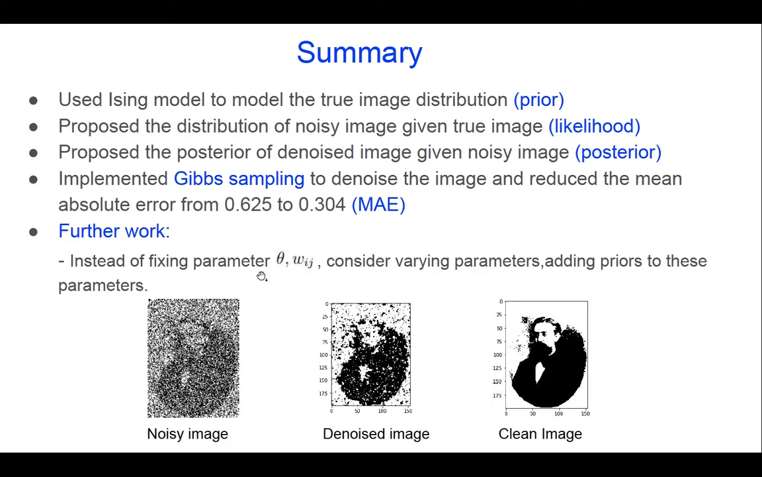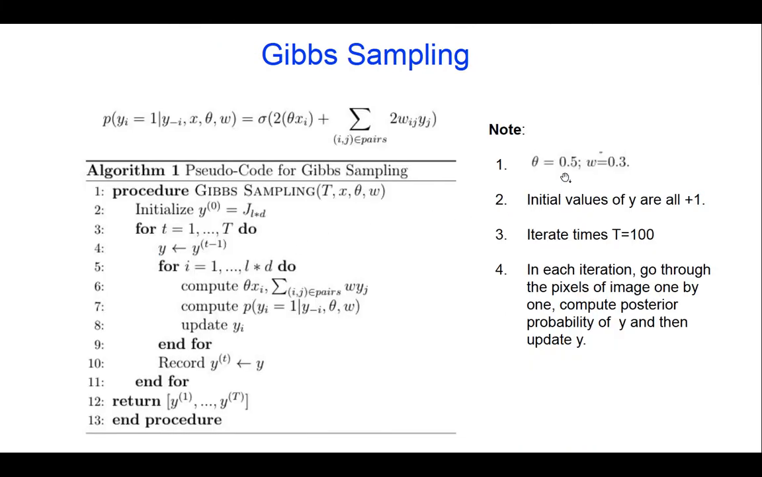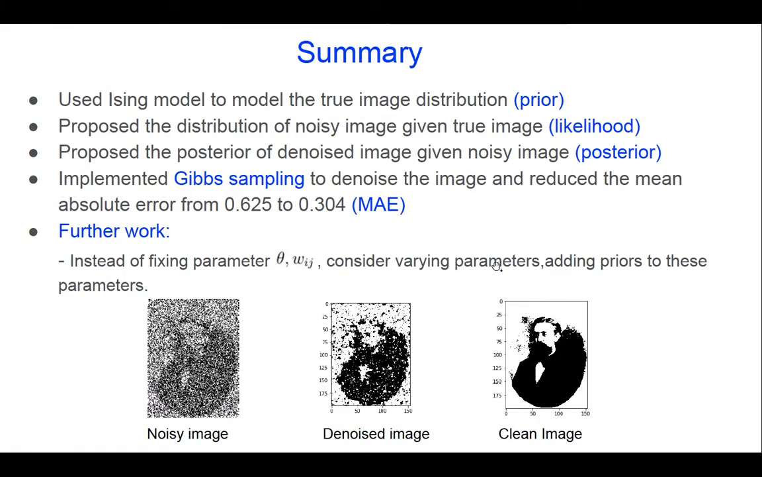In this project, we use fixed parameters. Look here. Theta is 0.5, omega is 0.3. And in the future, we may consider varying the parameters, giving distributions for the parameters, and adding priors to these parameters. So this is our project. We can look at this noisy image, this denoised image, and this clean image. We can see that the denoising process is working.